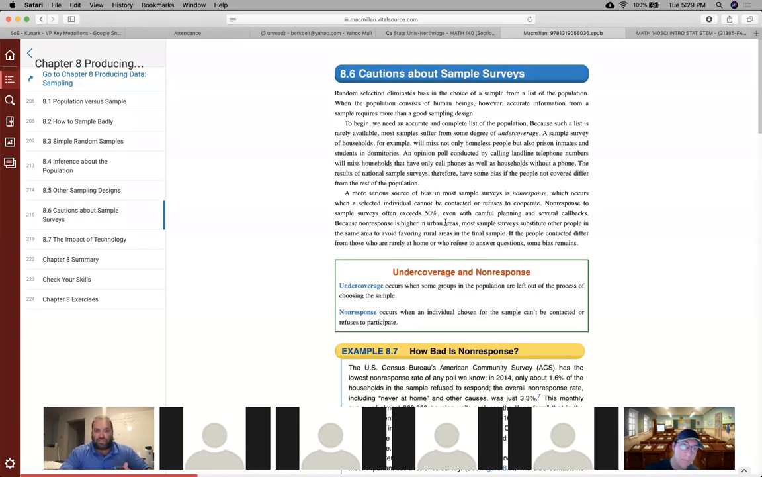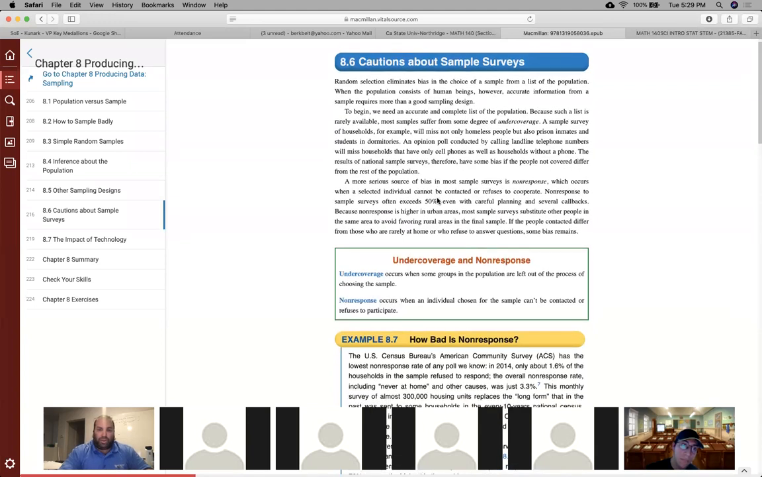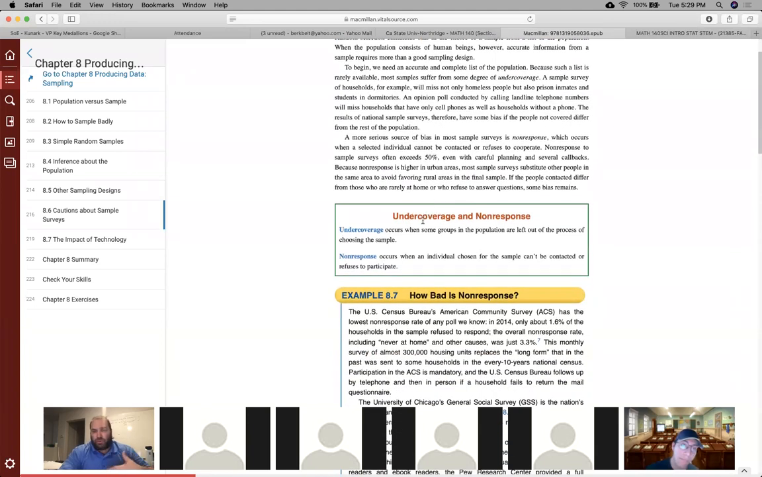So 8.6, cautions about sample surveys. When you do a survey, there are two things you have to be very worried about. One is undercoverage, and this is not just for surveys, this is samples in general.